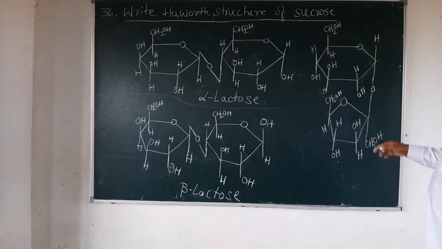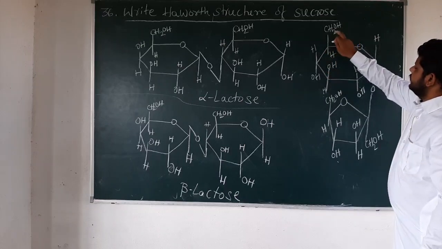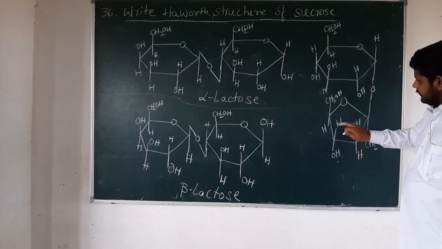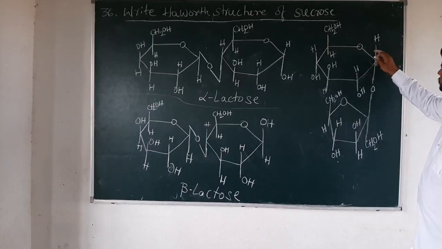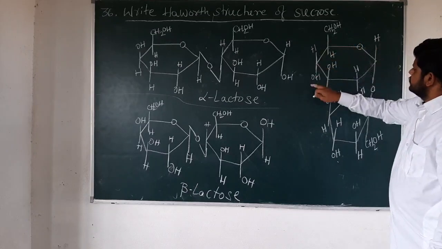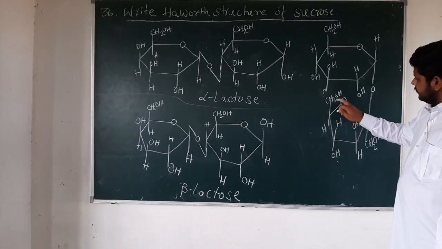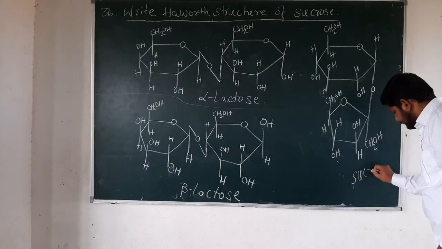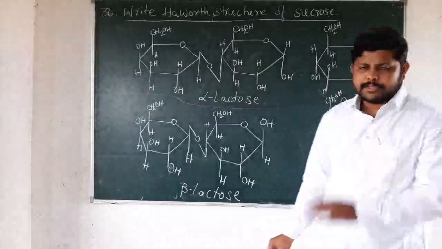11, 12. Hydrogens 1, 2, 3, and so on up to 22. Oxygens 1, 2, 3, 4, 5, 6, 7, 8, 9, 10, 11. C12H22O11. This is the structure of sucrose. There is no alpha or beta structure for sucrose, only one structure will be there.